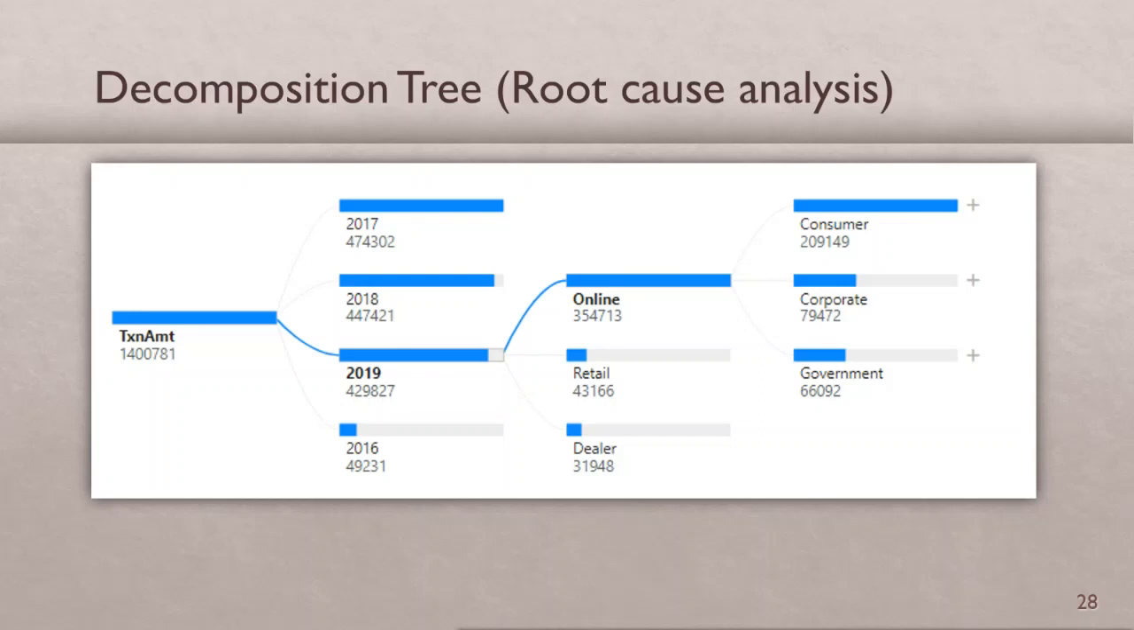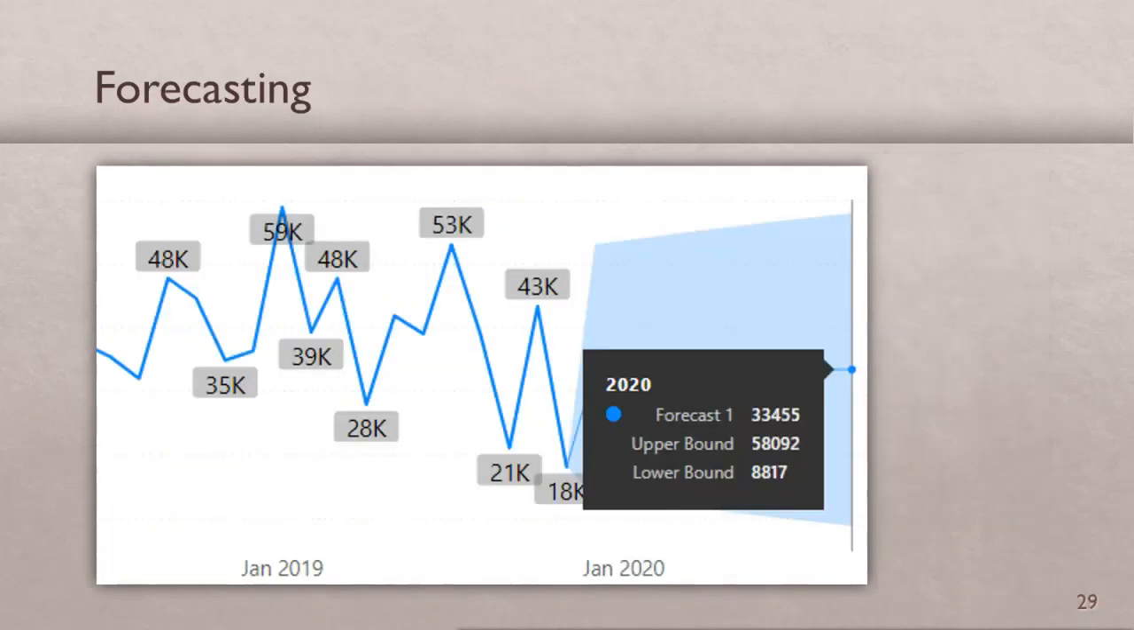Like that, you can interactively go and explore how each parameter is broken down further by various columns in the data. For simplistic forecasting, we also have a forecast feature, which basically uses linear regression to forecast. It gives you upper and lower bound as well. This can be customized.